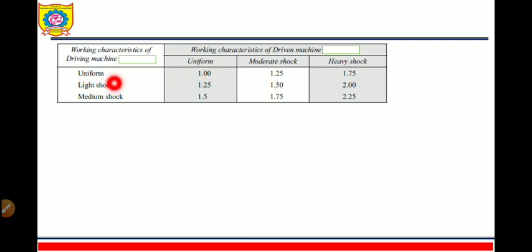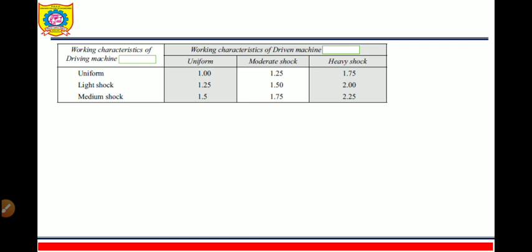Uniform driving machine and moderate shock driven machine, 1.25. Uniform driving machine and heavy shock driven machine, 1.75. Similarly for light shock driving machine and uniform driven machine, 1.25. For moderate shock driven machine, 1.5. For heavy shock driven machine, 2. Similarly we can read the last row also.